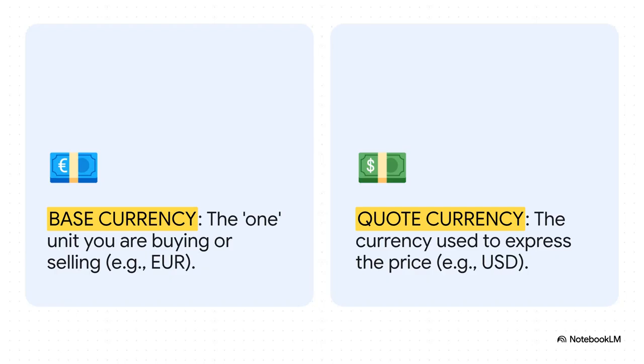Now, how these two work together is absolutely key. The first currency you see, the one on the left, that's the base currency. Think of it as the thing you're buying, the one unit. The currency on the right is the quote currency. That's what you're using to pay for it. So, and this is important, when you click Buy on EURUSD, you're making a bet that the euro is about to get stronger compared to the US dollar.